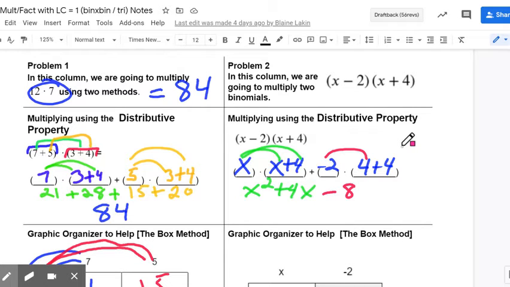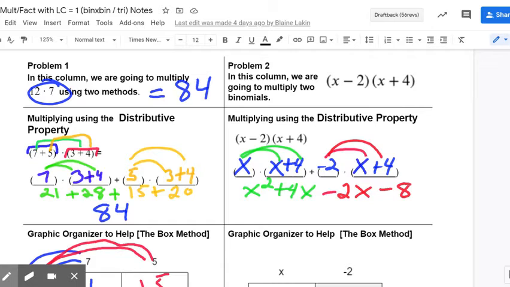Oops, that should have been x. I did not write the right thing. Time to erase. That should have been an x in blue. All right, so that would be negative 2x. And then that would be negative 8.